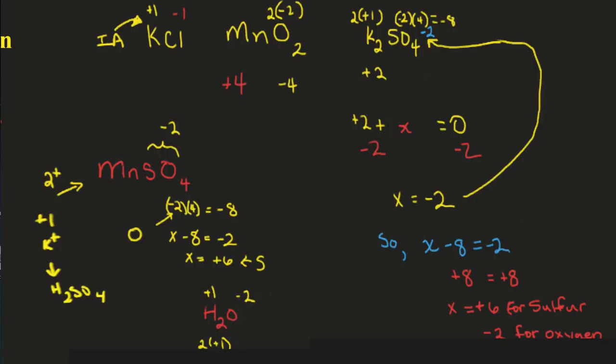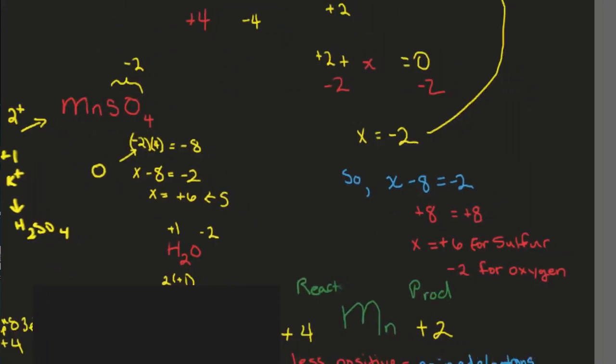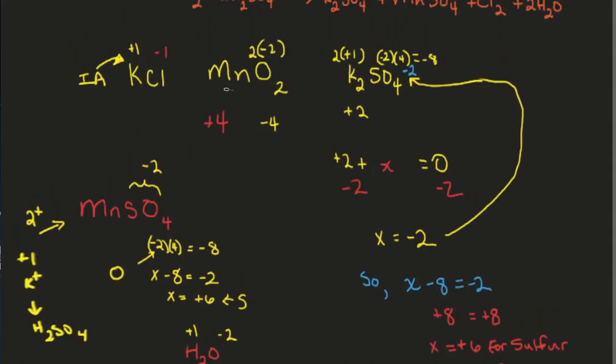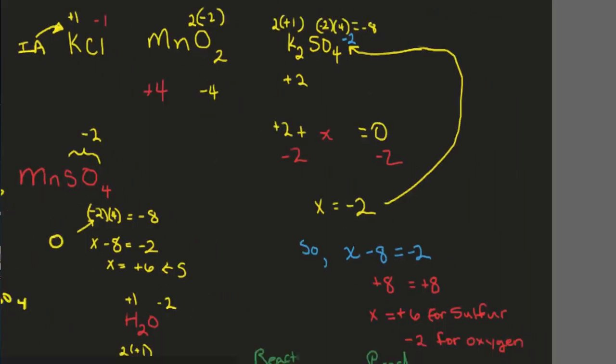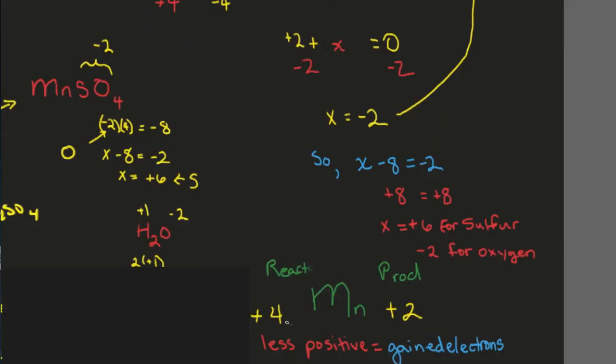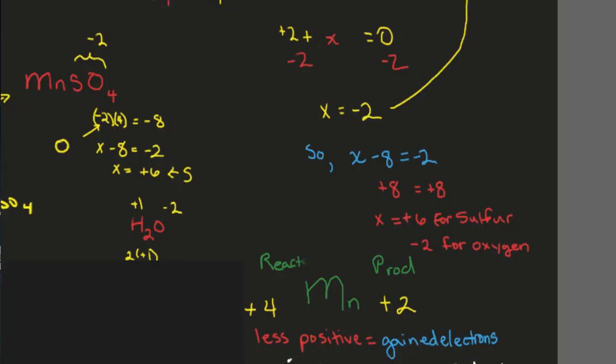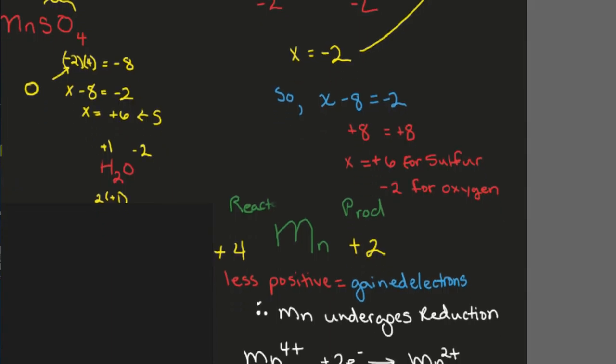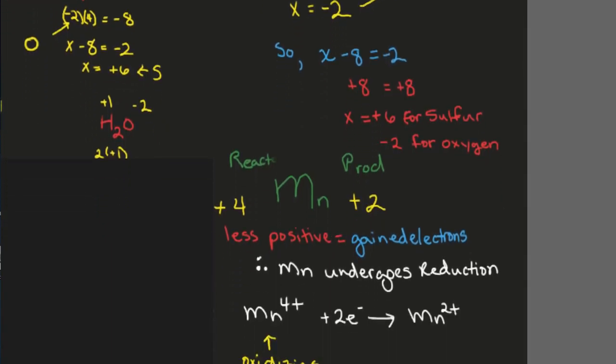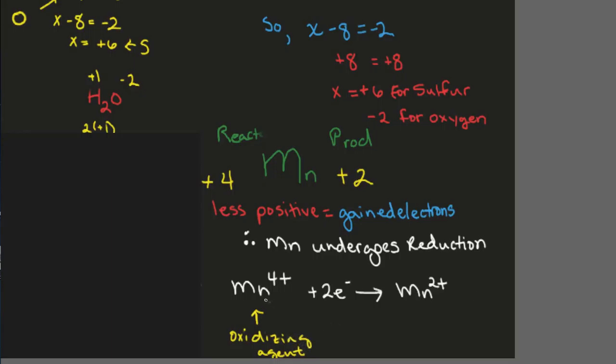So what did change is the question. Well, let's look first at the manganese. Prior to the reaction in this dioxide, it was a +4. But then here it became a +2. So therefore, in the reactant side it was a +4, in the product side a +2. Less positive means it gained electrons, right? So therefore it's undergoing reduction, and this would be the half reaction that you would see with the oxidizing agent being here. Remember, the oxidizing agent undergoes reduction.